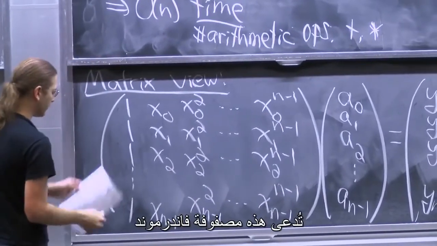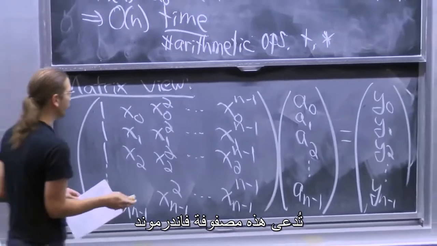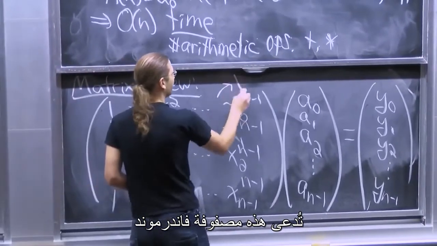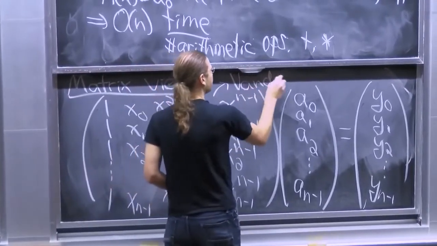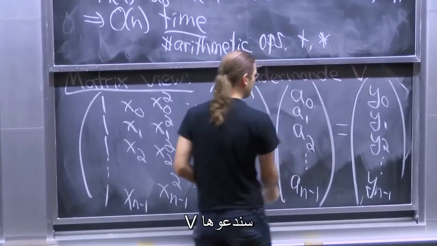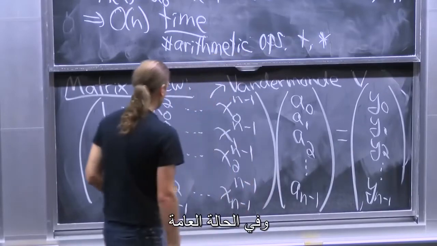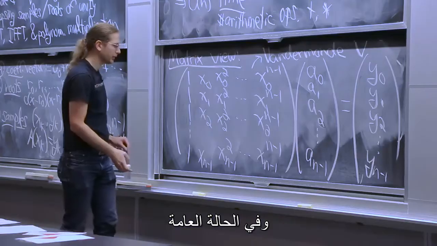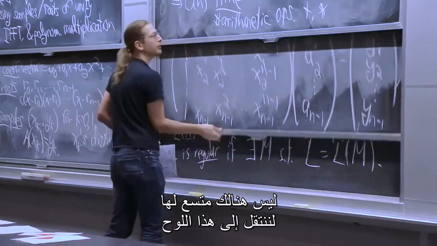Okay, this is called the Vandermonde matrix. I'll call it V. And in general, I don't have room for it, so let me go.